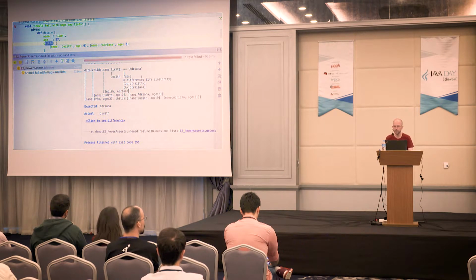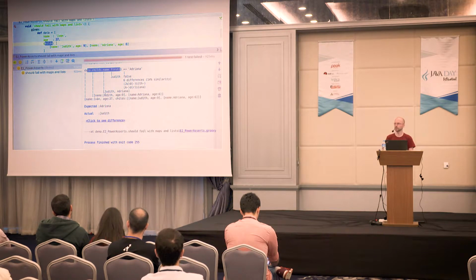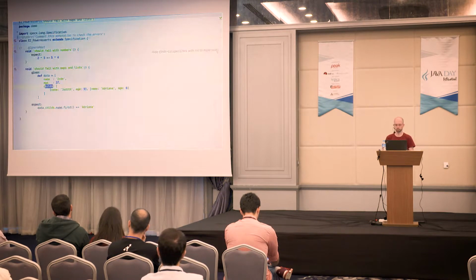And you can also see here that these strings are 40% similar, right? I don't know why they add this. And the thing is that Judith and Adriana are more similar because they are both sisters and are my daughters, right? But as you can see, you have all the information when the test fails.